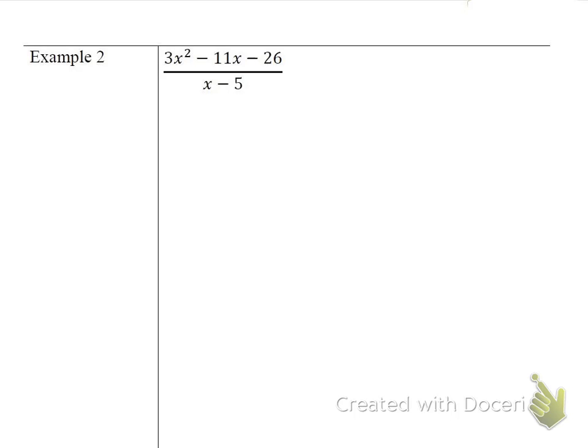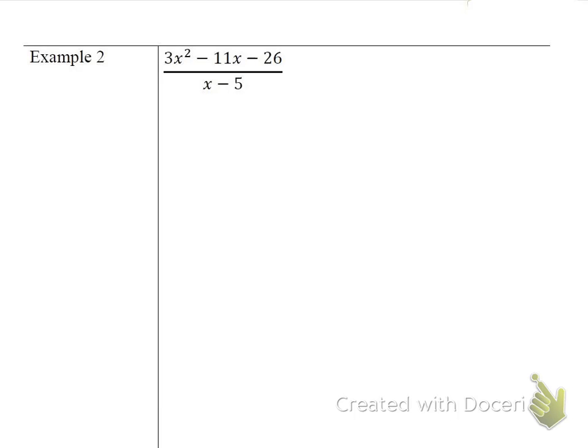So example 1, I have 3x squared minus 11x minus 26 divided by x minus 5. The reason why I have this one written like this is because you have to also be able to set it up. Okay, so we need to set this up for long division before we can do anything else.